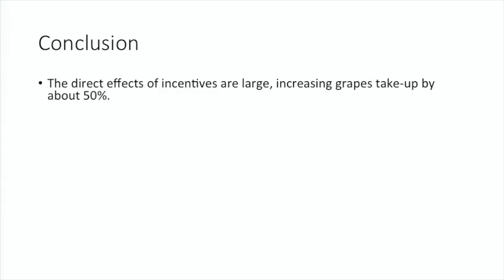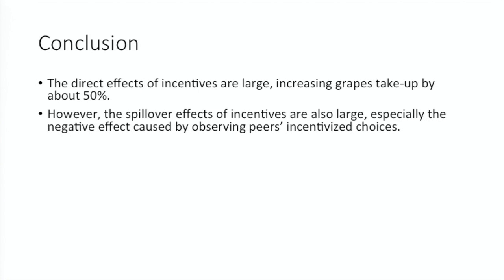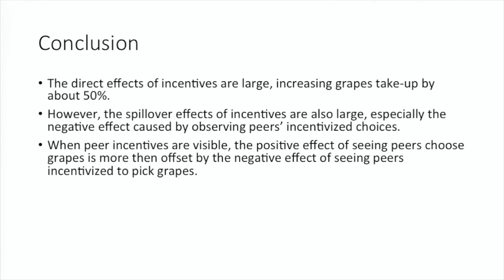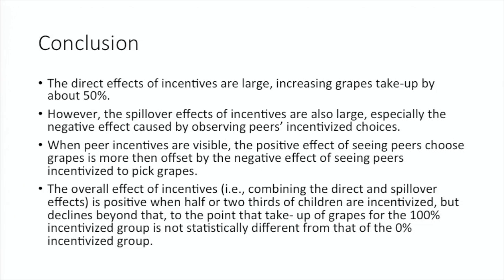Now, this is important for a lot of reasons. So we see these direct effects of incentives being quite large. In a lot of related work, the impact of peers or the impact of the proportion of people incentivized is ignored. And here we see that these spillover effects are also quite large, especially this negative effect of observing other people's incentivized choices. And when the peer effects are visible, the positive effect of seeing peers choose grapes is more than offset by the negative effect of seeing peers incentivized to pick grapes.